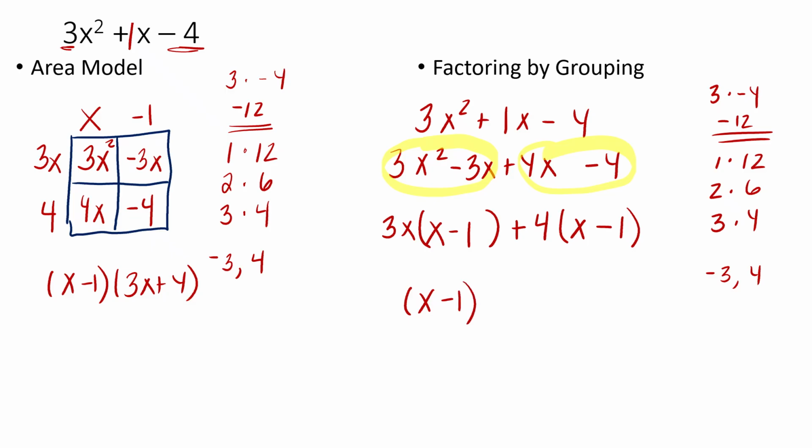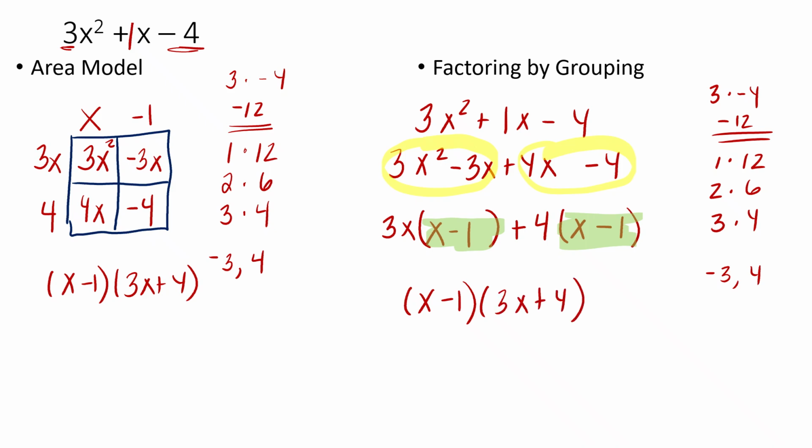So literally doing GCF factoring again. If you want to see what I'm factoring out, I have this factor of x minus 1 and this factor of x minus 1. So I'm going to pull that factor out. And then what I'm left with is 3x plus 4.